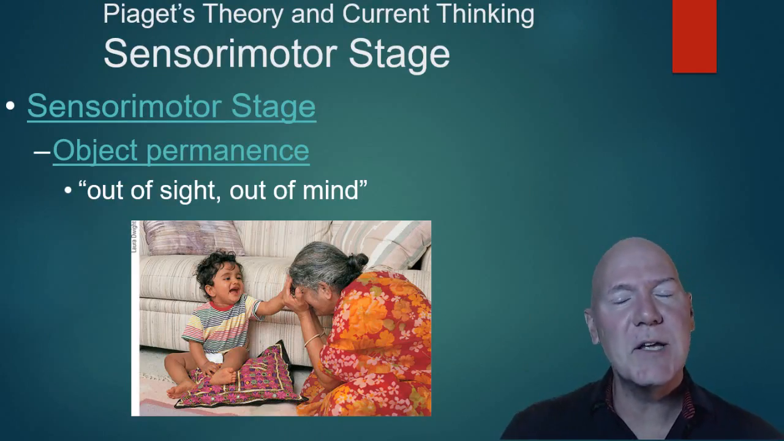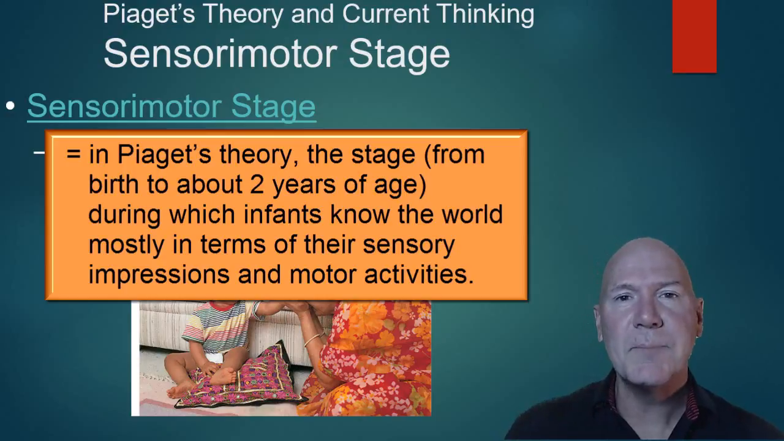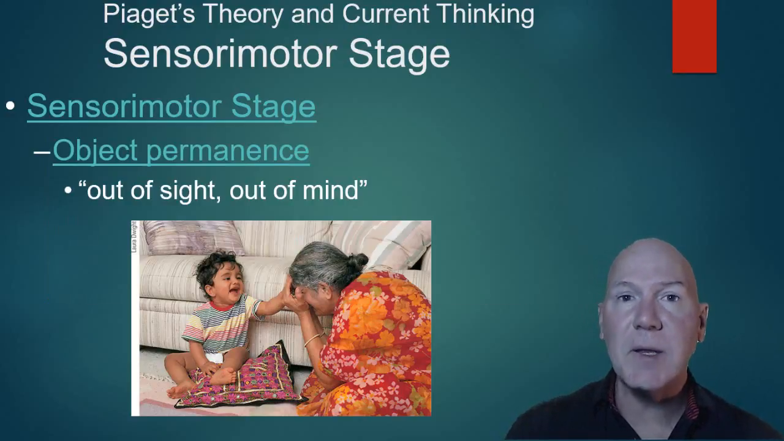Okay, so let's look at Piaget's stages. This first stage is sensorimotor. This is when the child is first born, until about 2 years old. In the sensorimotor stage, all the child knows about his environment is what he can experience through his senses and manipulate. That's why we have the name sensorimotor.